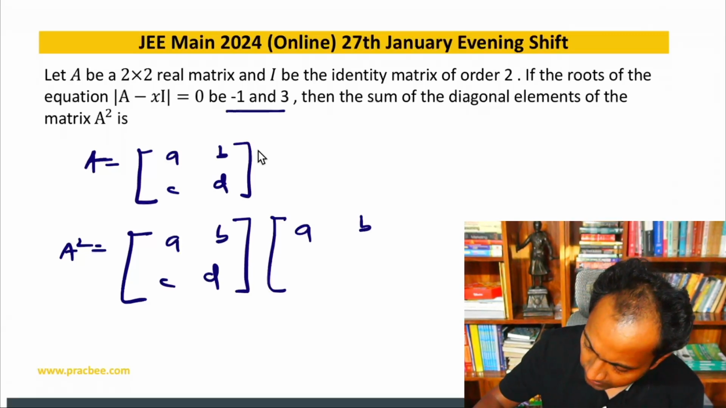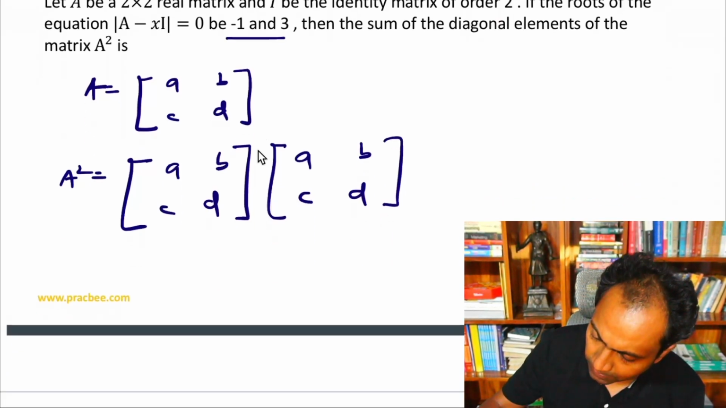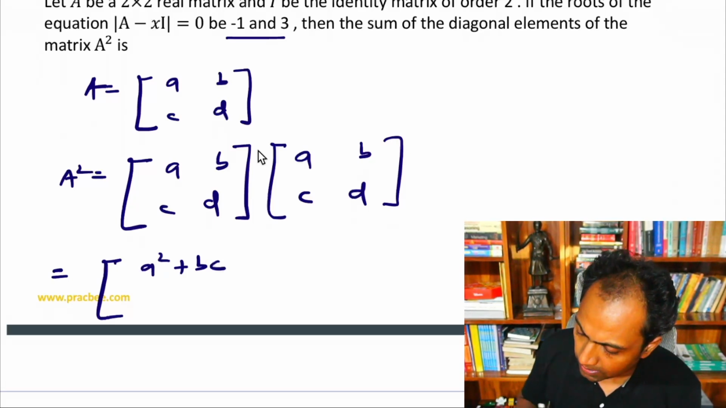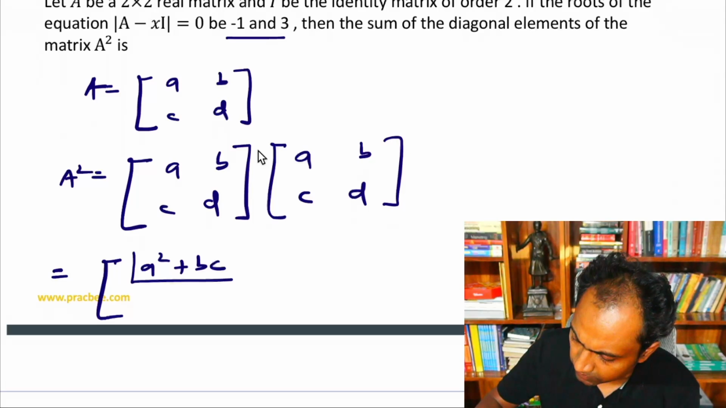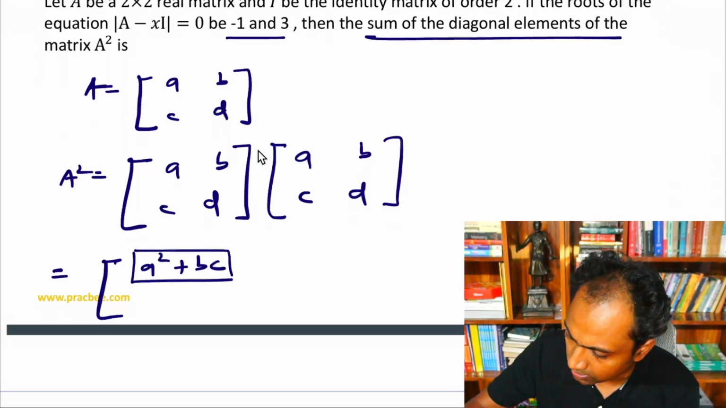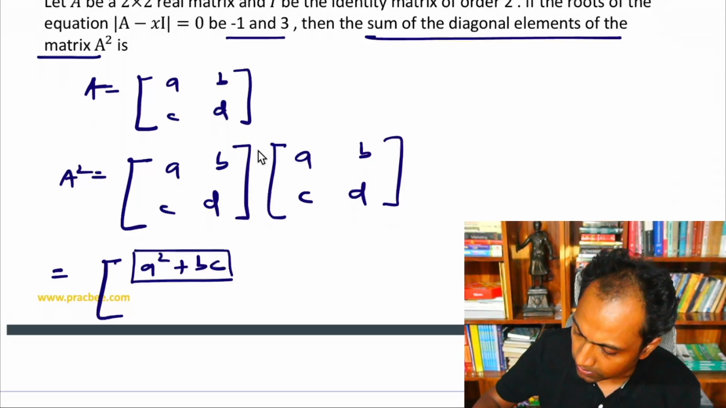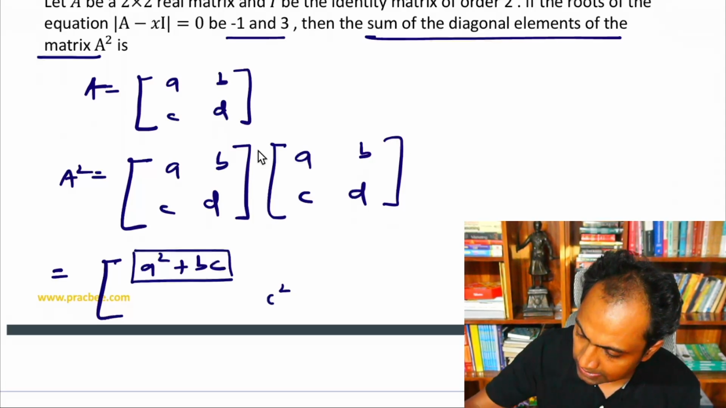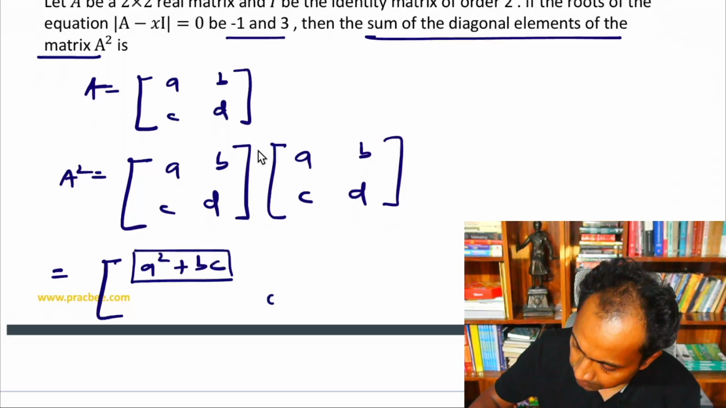This will become a, b, c, d, and if you multiply, this becomes nothing but a square plus bc, and then you will have something. What we are worried about is the next element, because we want the sum of the diagonal elements of matrix A square. So this will become nothing but C B plus D square.